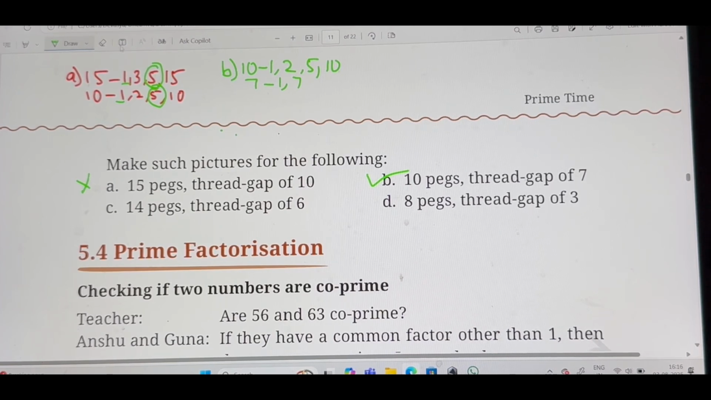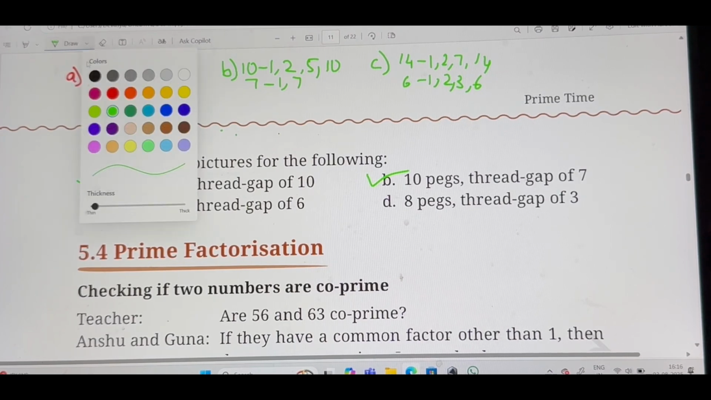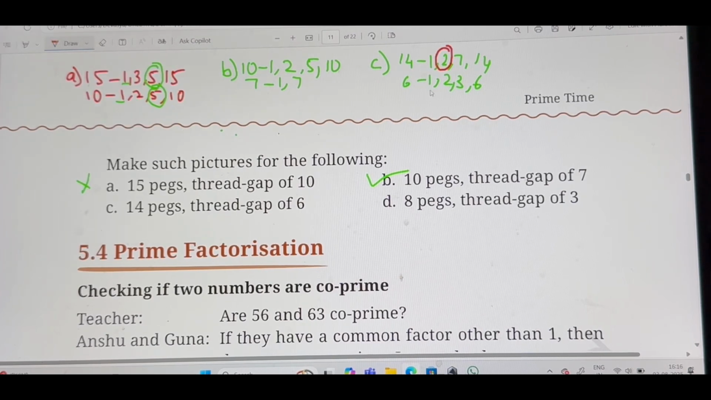Let us take question number C. 14 and 6. 1, 2, 7 and 14. These are the factors of 14. For 6, 1, 2, 3, and 6. Now what is common over here? There is 2 which is common. So they are not co-primes.